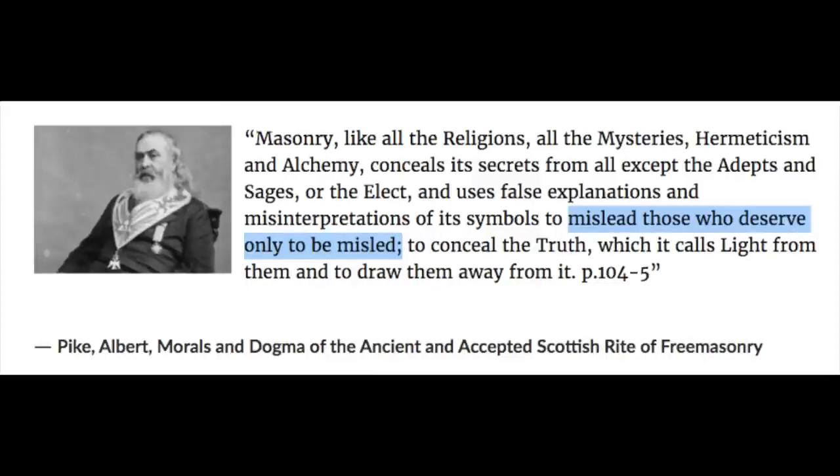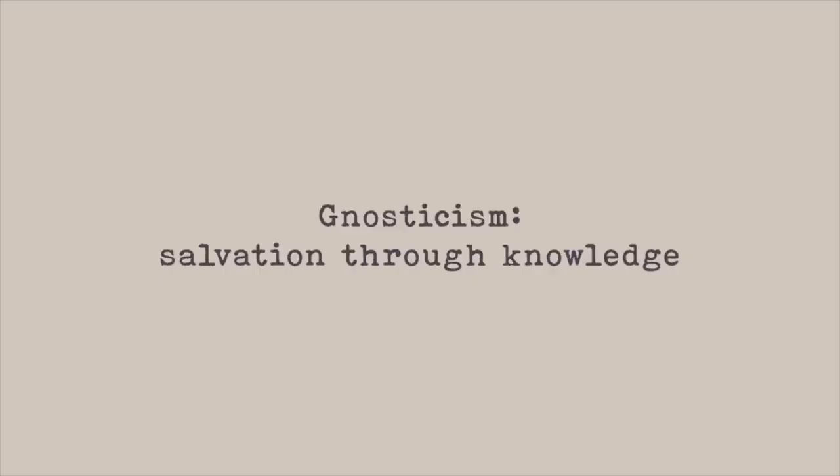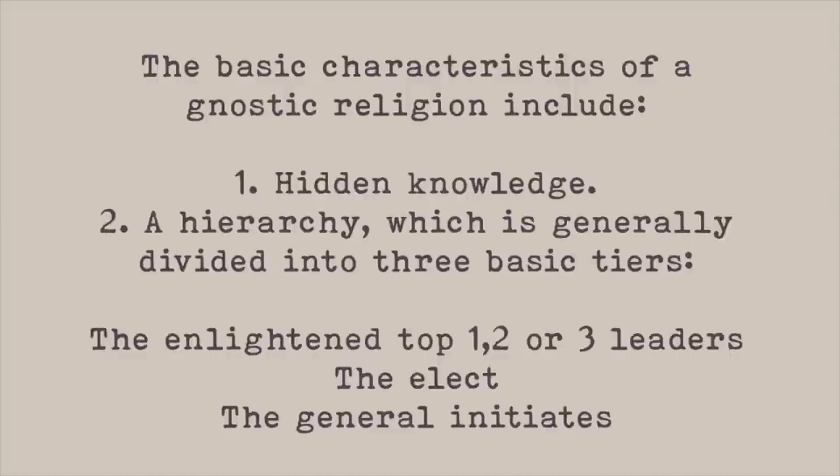We've discussed Gnosticism in my previous videos, specifically the Mind Game series. Gnosticism hinges on the key principle that salvation is found through knowledge. The basic characteristics of a Gnostic religion include hidden knowledge, a hierarchy, which is generally divided into 3 basic tiers: the enlightened top 1, 2, or 3 leaders, the elect, and the general initiates.